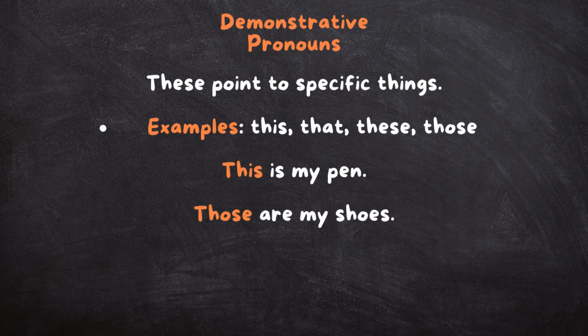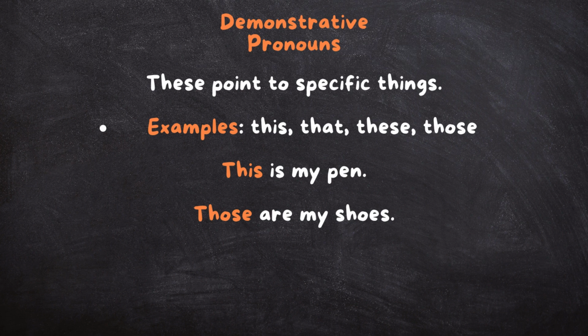Moving on to demonstrative pronouns, we use these pronouns to point to specific things. Examples, this, that, these, those. Now let's see examples in sentences. This is my pen. Those are my shoes. In this example, we are being told which pen belongs to me and which shoes belong to me.